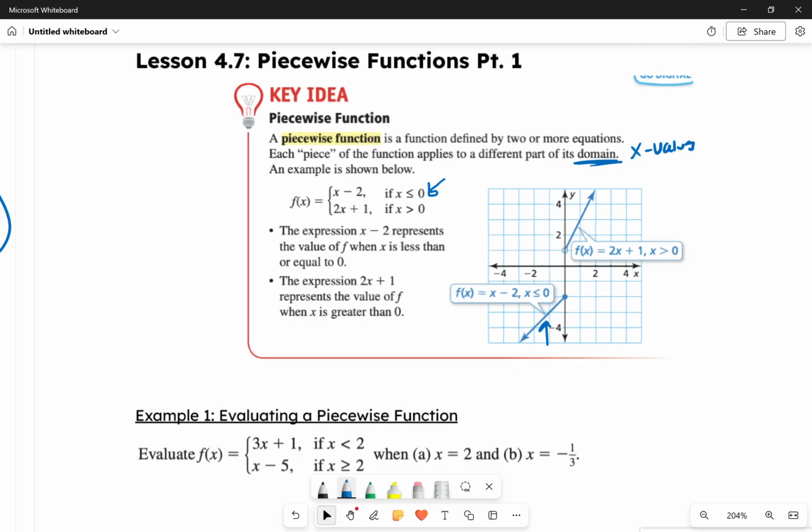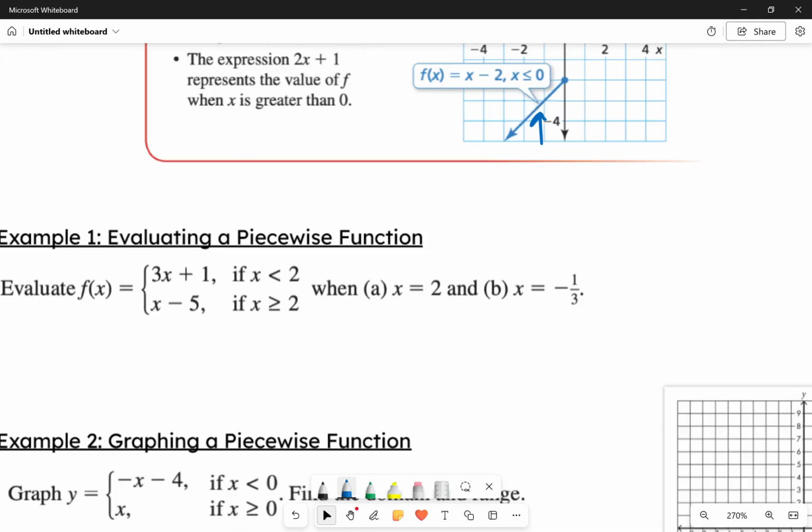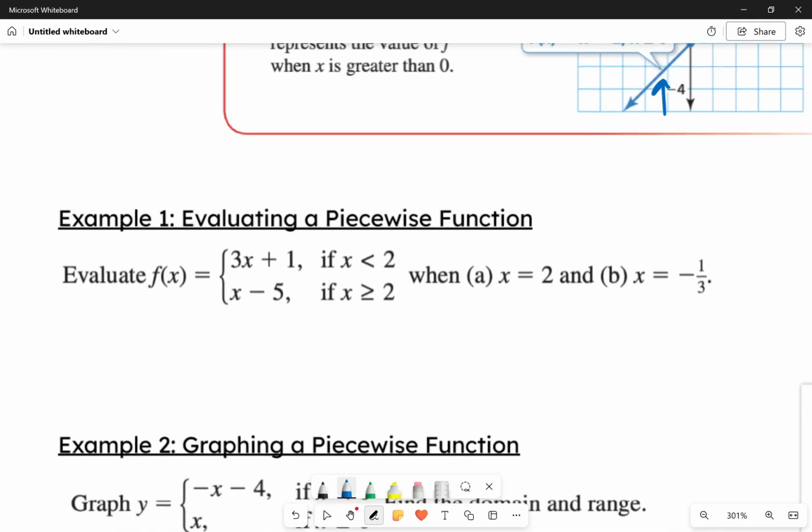Okay, so let's take a look at one to start with. So this first one, we're not even going to look at the graph of it. We are literally just going to take the function and evaluate x values that they give to us. So we have to look at the inequality of the domain to help us decide which equation we're plugging our x value into. It says evaluate f of x when it equals 3x plus 1 if x is less than 2, and x minus 5 if x is greater than or equal to 2.